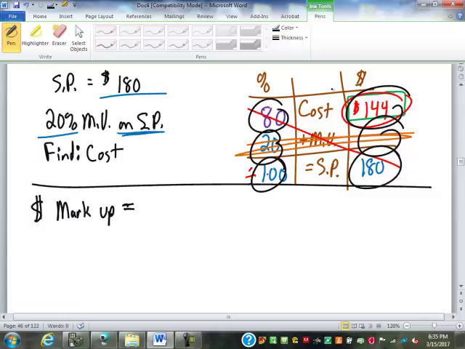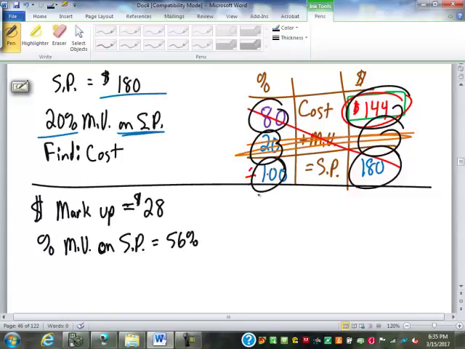If I give you that the dollar markup is $28, and the percent markup on selling price is 56%. Find the cost. I'm going to turn you guys loose for a minute and see what you guys can do with that one.